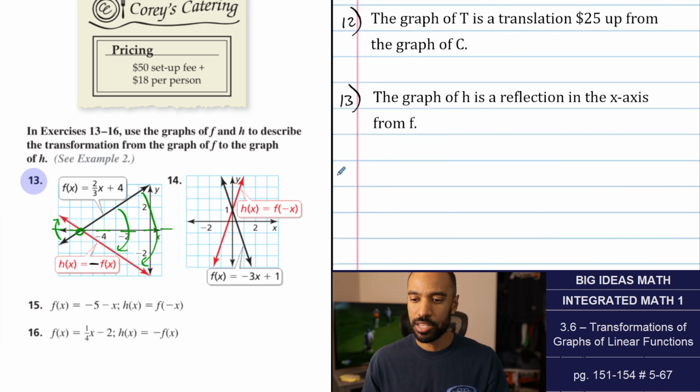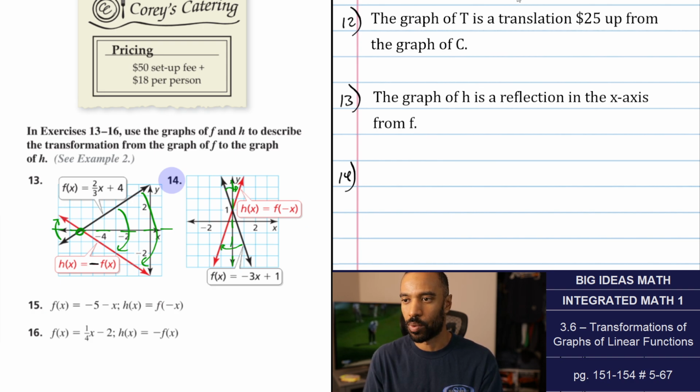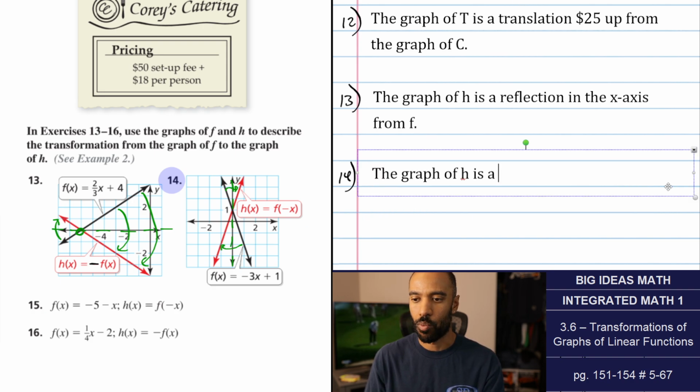Number 14 is a different kind of reflection. This one is flipping over the y-axis. Maybe you can tell because the y-intercept stays the same. And maybe we can also tell because they say f of negative x, and f of negative x means we're affecting something horizontally. See, this had a vertical effect, even though we flipped over the x-axis. This is going to affect your points horizontally. Whoops, we go from black to red. But now we are flipping over the y-axis for that. So what's the graph of h? It's a reflection in the y-axis from f.